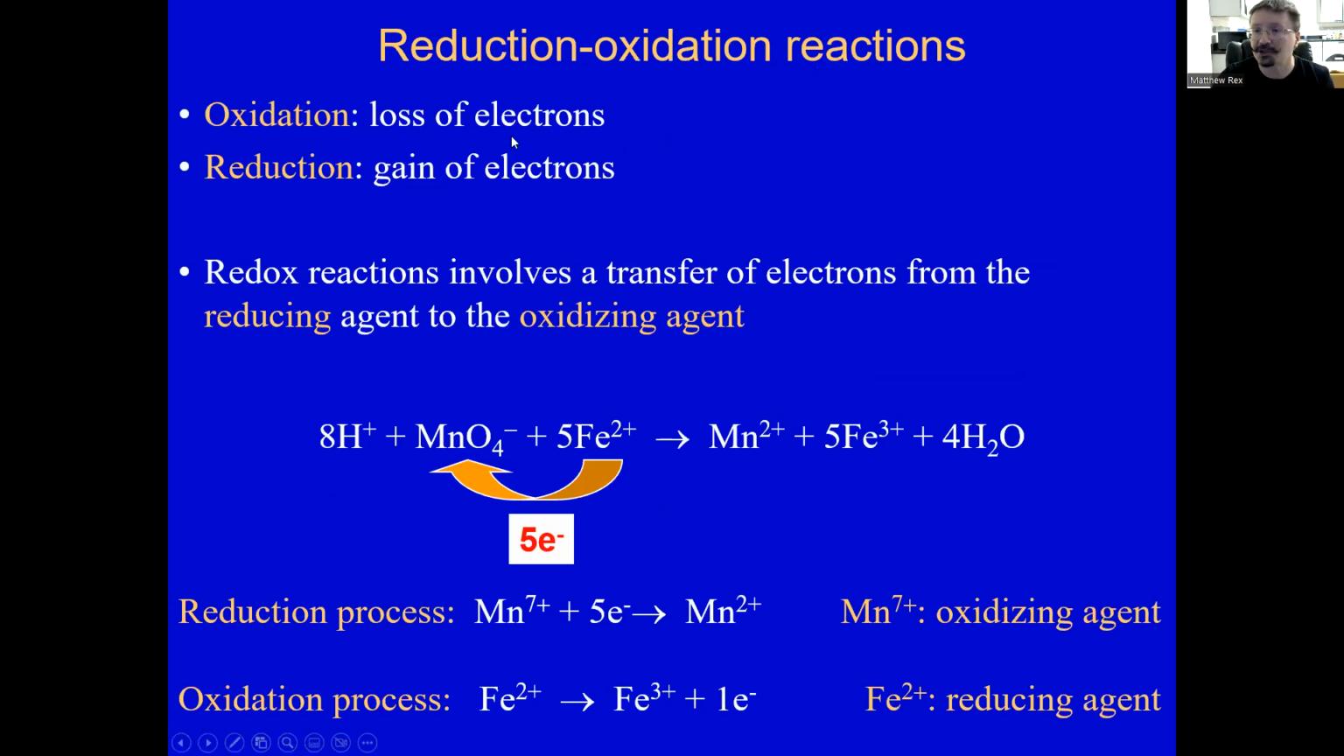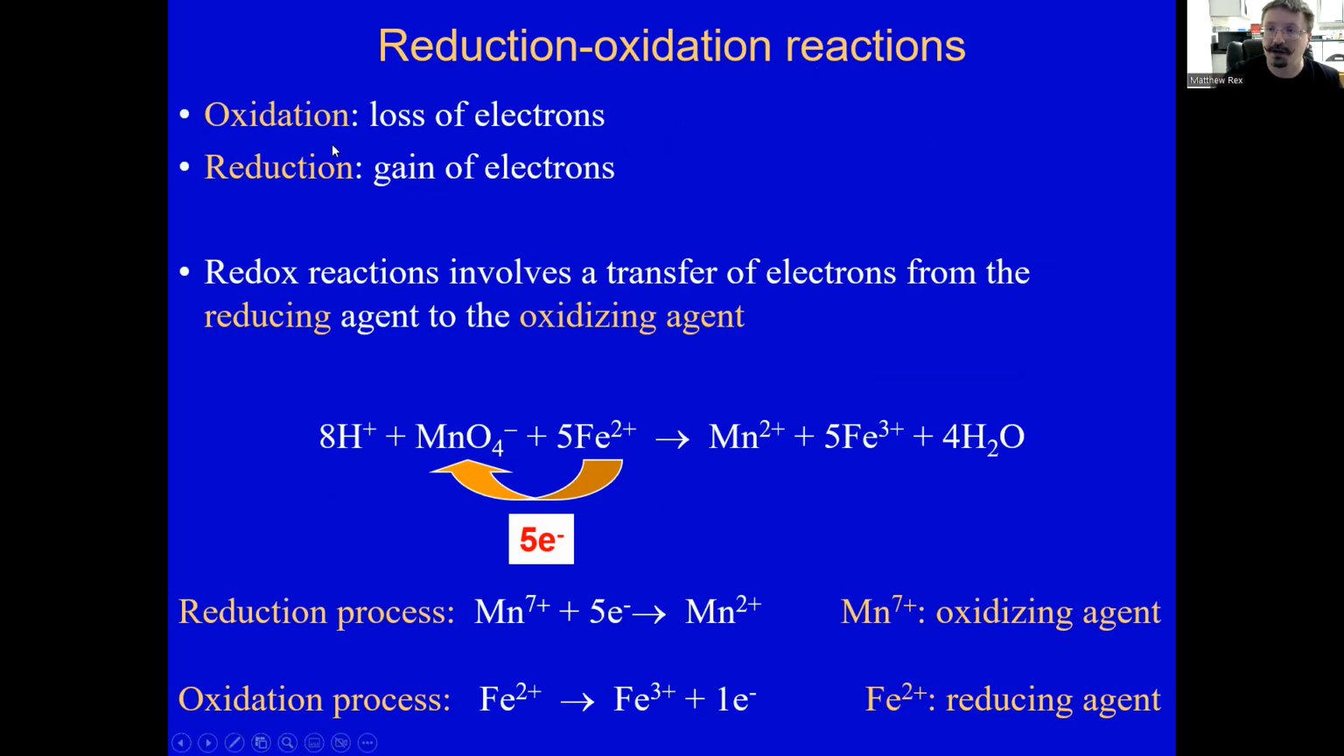So again, oxidation is the loss of electrons. Reduction is the gain of electrons. You have all kinds of different little mnemonic devices you can use. You can use Leo, the lion goes grr. So Leo, loss of electrons, oxidation. Grr, gain of electrons, reduction. You can do oil rig, whatever you want to do to help you remember that.